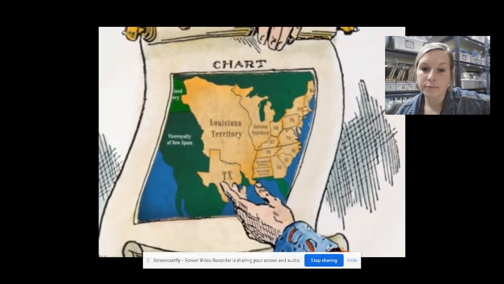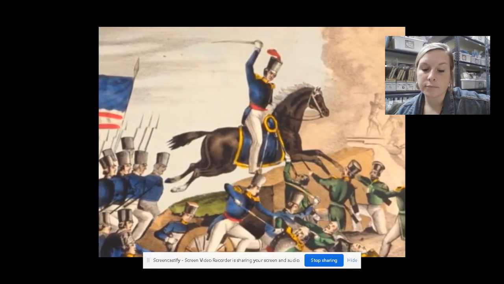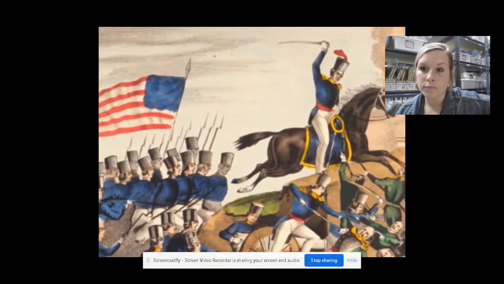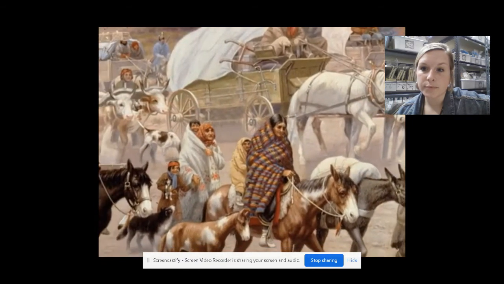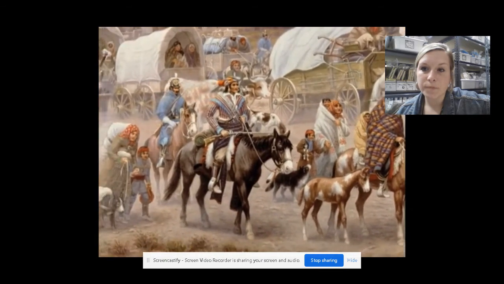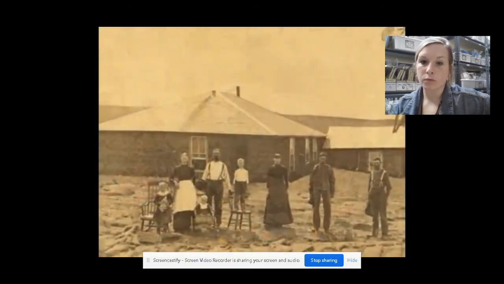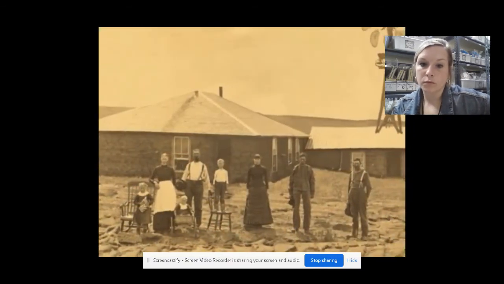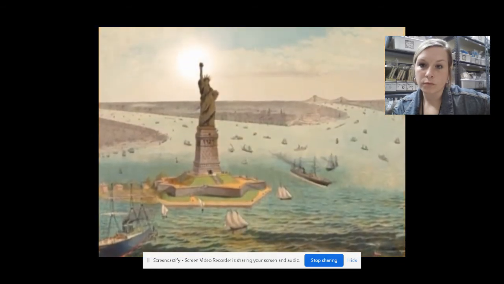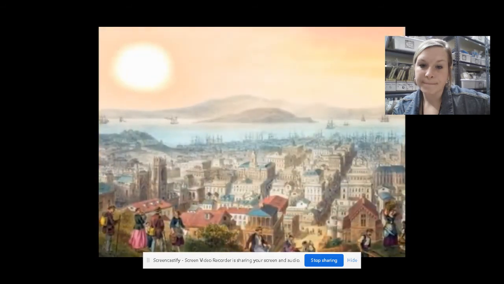Texas joined the Union in 1845, and war with Mexico brought California and most of the Southwest under the U.S. flag in 1848. As people moved into the new territories, Native Americans were pushed from their lands. They resisted, but they could not stop the flood of settlers. In 1890, the U.S. government declared the West was settled. The United States had grown into one of the world's largest nations, stretching from sea to shining sea.